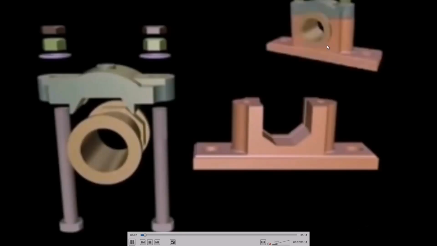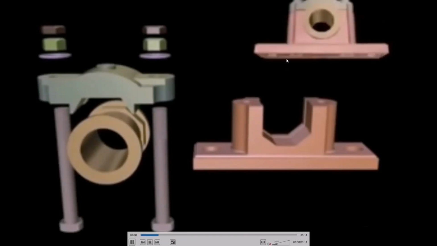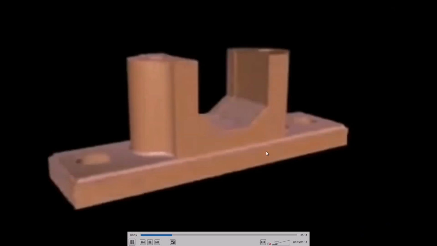Look at this, the top figure which is rotating is the total assembled figure of the plumber block. These are all individual parts. This part is the base. We see the base as a major part. We can call it the body also, base and body. This is a major important part, the first part.